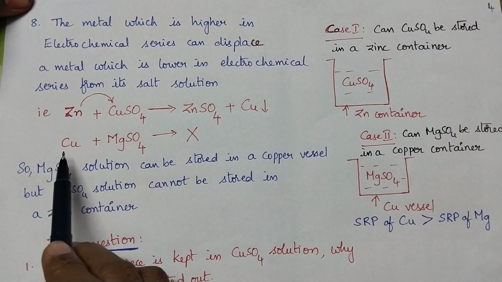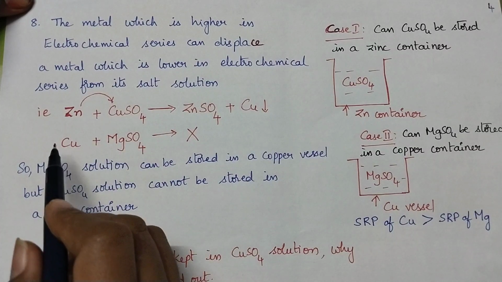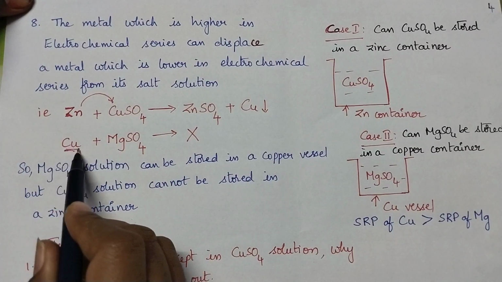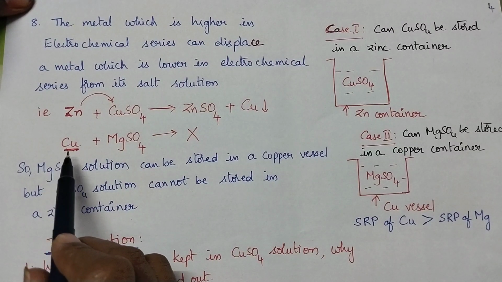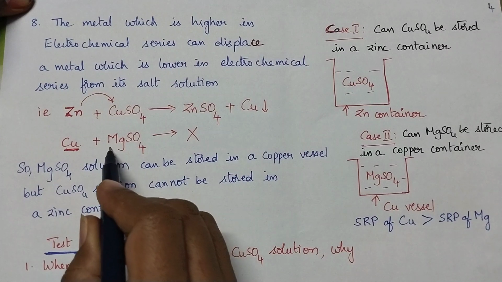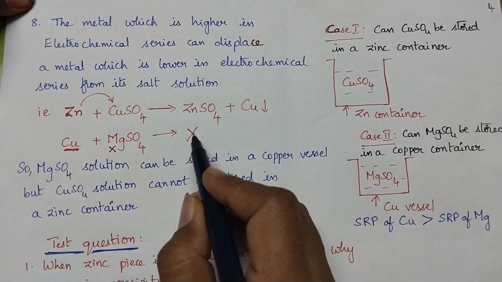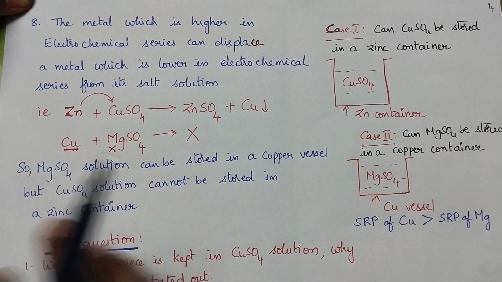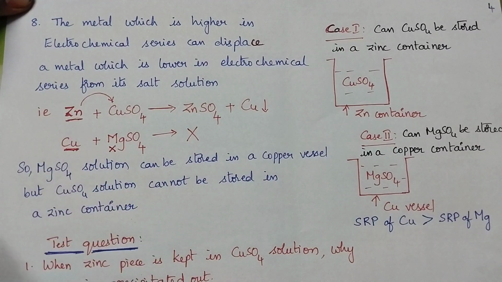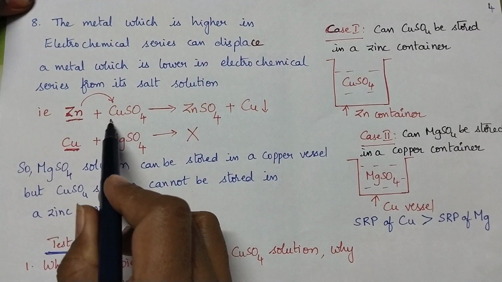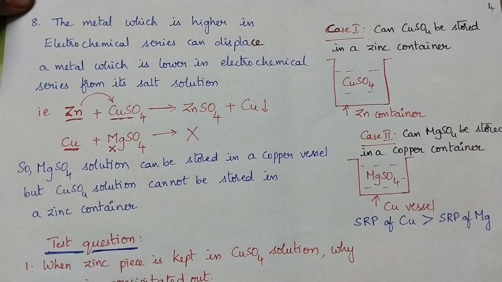Whereas whenever the copper is treated with the magnesium sulfate solution, then what happens? Copper occupies lower position in the electrochemical series. That means it is noble in nature. It cannot replace magnesium from magnesium sulfate solution and hence there will be no reaction. Is it clear? Always the metal which is higher in the electrochemical series can replace the metal which is lower in the electrochemical series from its solution.